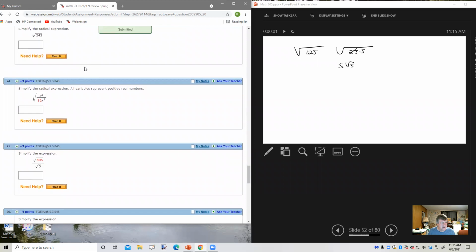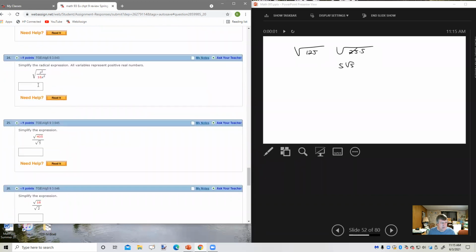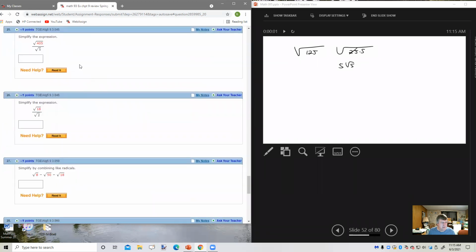Let's see. How about this? Well, let's do this one. They're all good problems, just a limited amount of time. The square root of 405 over the square root of 5 is the square root of 405 over 5, which is the square root of 81, which is 9.